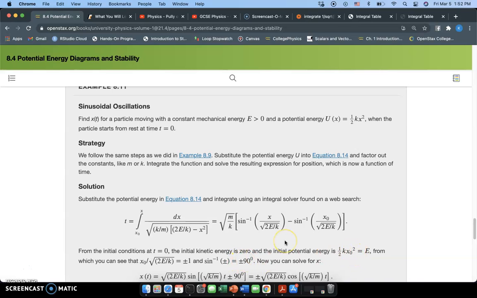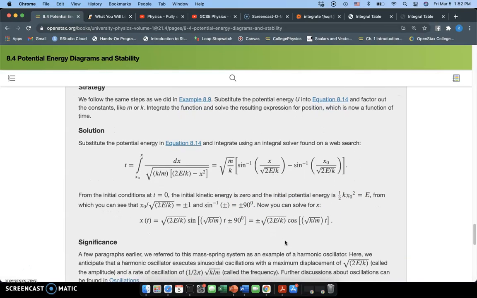So then we can plug all of that in, and it goes through that a little bit. Okay, so we go ahead and plug E into these two here, so here and here. Okay. And then they go ahead and solve for their x of t, and so now they have their equation here. Okay.